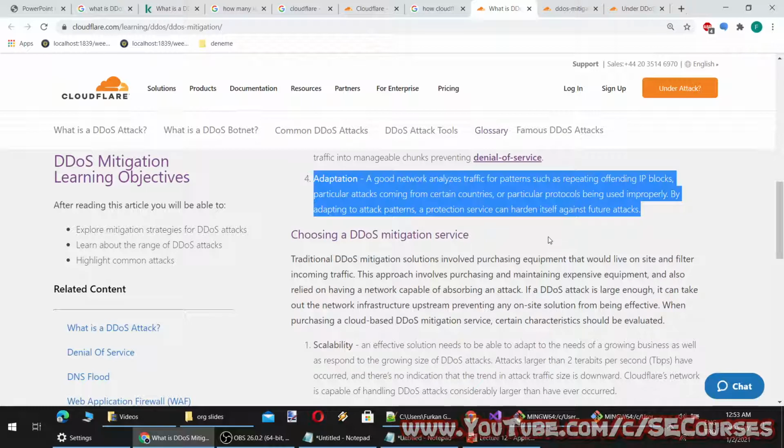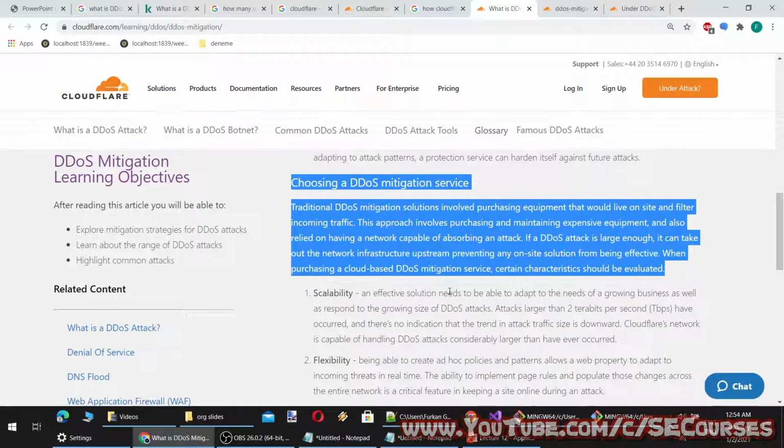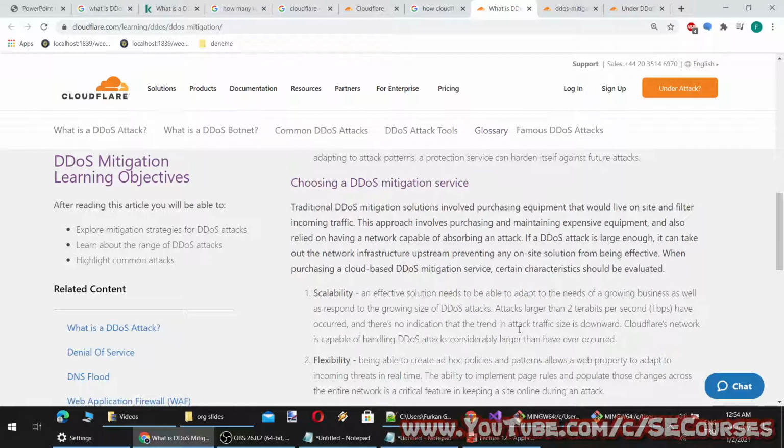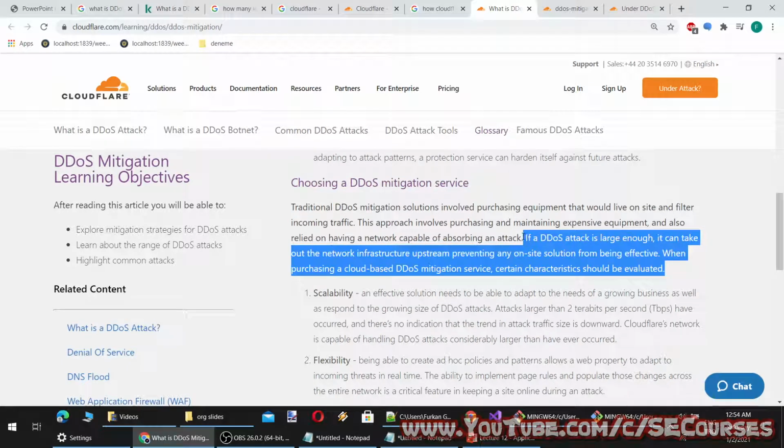Okay, so let's continue. Choosing a DDoS mitigation service. Traditional DDoS mitigation solutions involve purchasing equipment that would live on site and filter incoming traffic. This approach involves purchasing and maintaining expensive equipment, and also relied on having a network capable of absorbing an attack. If a DDoS attack is large enough, it can take out the network infrastructure upstream, preventing any on-site solution from being effective. When purchasing a cloud-based DDoS mitigation service, certain characteristics should be evaluated.